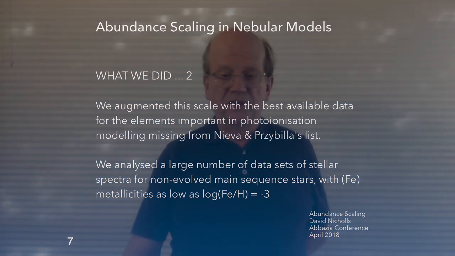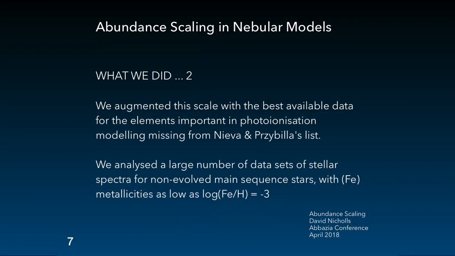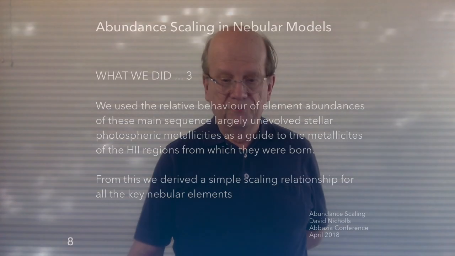The next exercise, and much the most important, was to determine the relative abundances at lower metallicities. To do this, we drew on a large number of stellar abundance measurements from main sequence unevolved stars, published over the last 20 years with log iron abundances, that's log Fe on H, as low as -3.